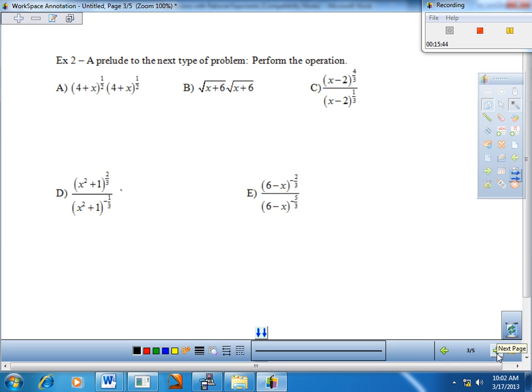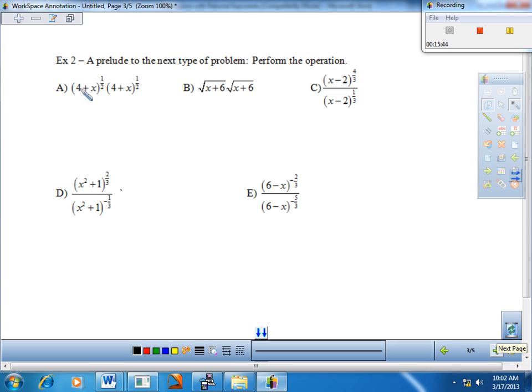Example 2. Even though this is a lengthy problem set, it's pretty quick. So it says a prelude to the next type of problem, just perform the operation. Just watch what happens here. And again, these expressions get manipulated pretty nicely. When all is said and done, the answer should look pretty decent. And that's the point. You're kind of simplifying some pretty complex and comprehensive expressions. Okay, well, let's do it.